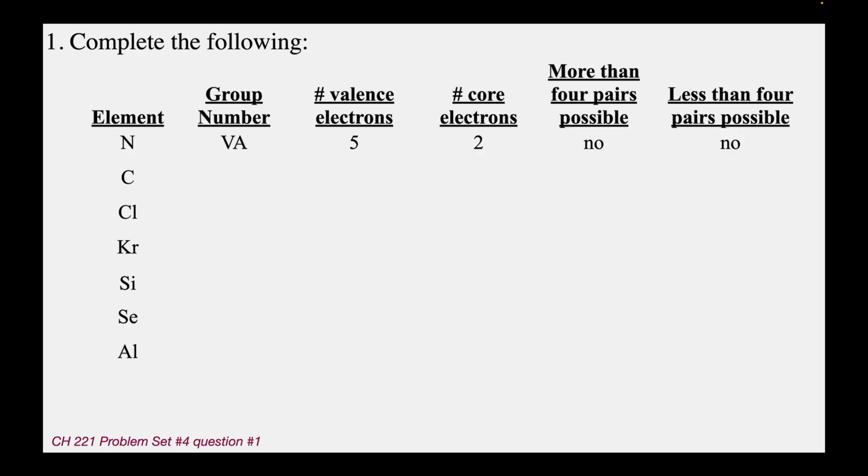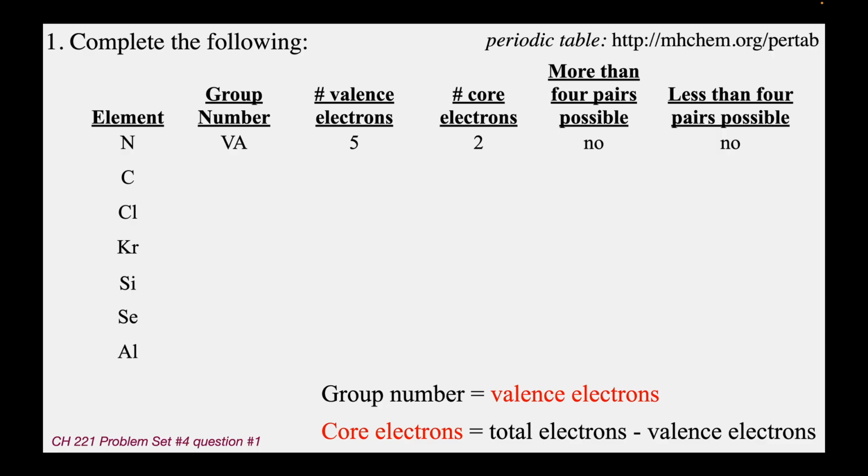Punchline. All right, so continuing down, carbon then is the next one. And again, just to review everything we've talked about so far, periodic table, you can get mhchem.org/per tab. Group number equals valence electrons, and core electrons is just total electrons minus the valence electrons. So knowing that then, carbon is in group 4A. It's number 6. Group 4A means 4 valence electrons. Core electrons in carbon will be 6, the total number, minus valence electrons 4. That's going to be 2 core electrons.